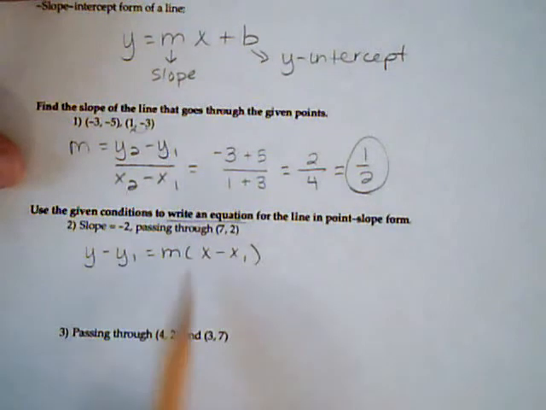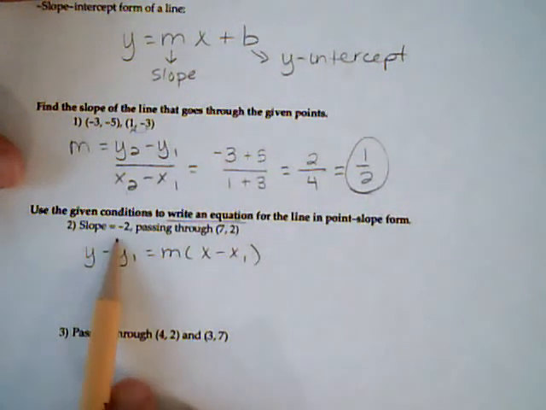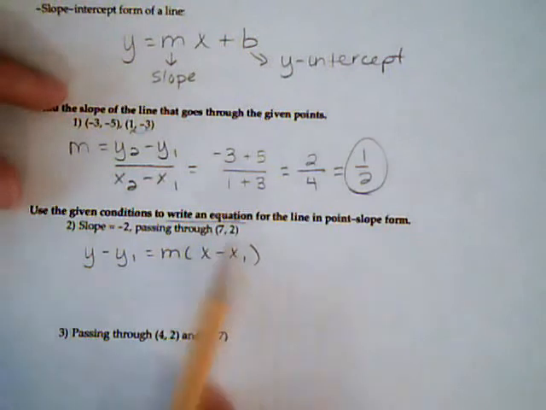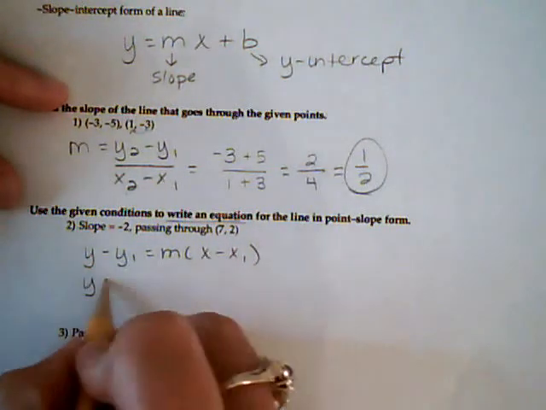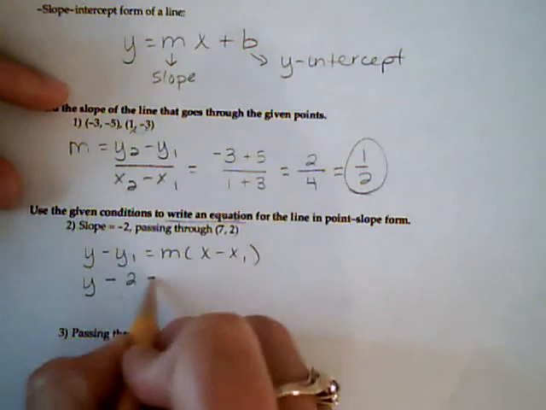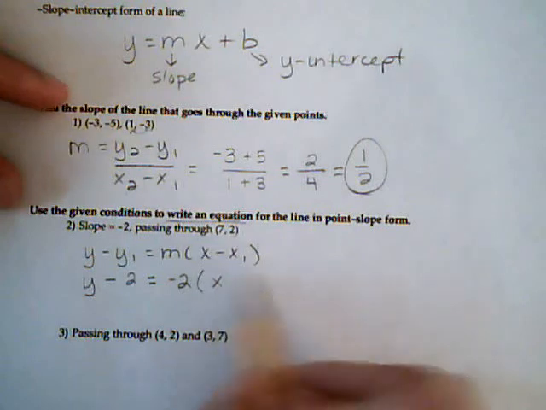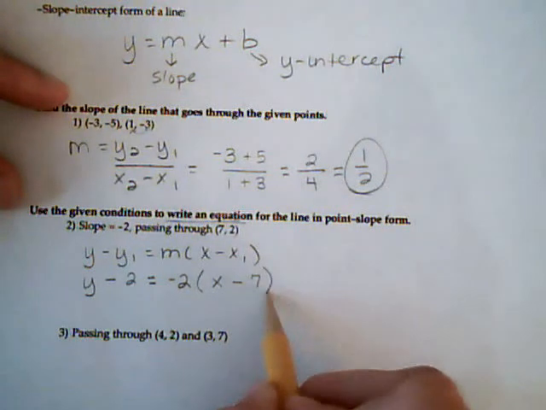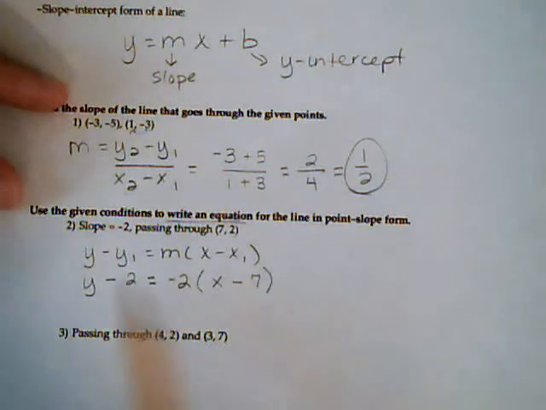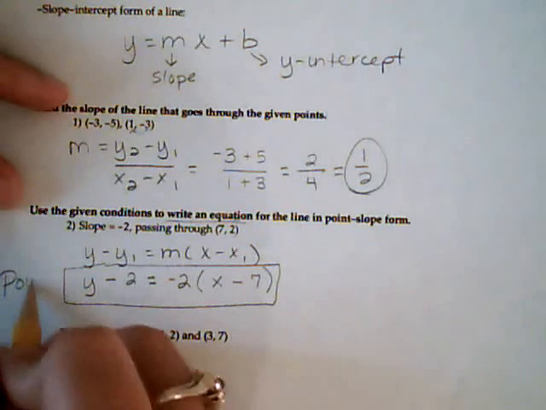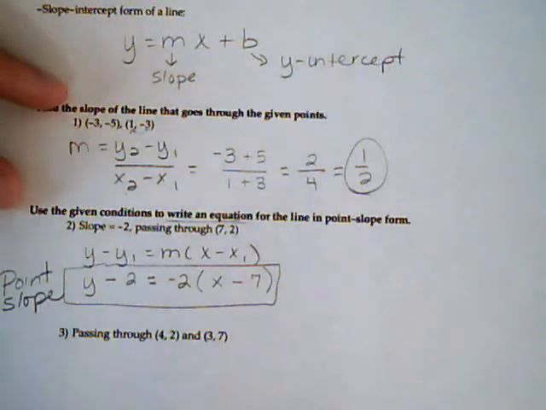So I need to know a slope, which here is given to be negative 2, and I need to know a point, x1, y1, to plug into the formula, which will be the point that's given here. So if I plug in, y minus my y1 value, 2, equals negative 2, which is my slope, times x minus 7, which is my x sub 1. If I leave it in this form, this is the point slope form. And there's actually a few problems where they just want you to stop right here. Just plug in the information.